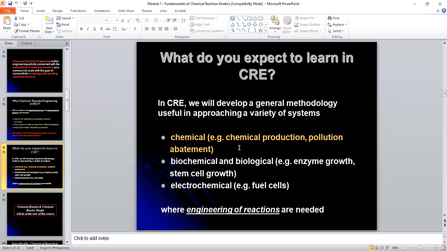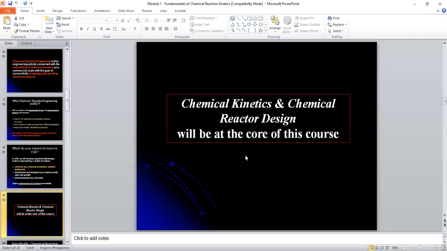So example of those chemical systems is, of course, the usual chemical production and even pollution abatement. Okay, so that's what you should be expecting to learn here. Now, these are the two things, the core things that you will be learning here. First part is chemical kinetics: how fast a reaction proceeds, how fast a product is produced, how fast a reactant is being consumed, what are the effects of temperature and pressure to these rates that I have mentioned. So that's under chemical kinetics.